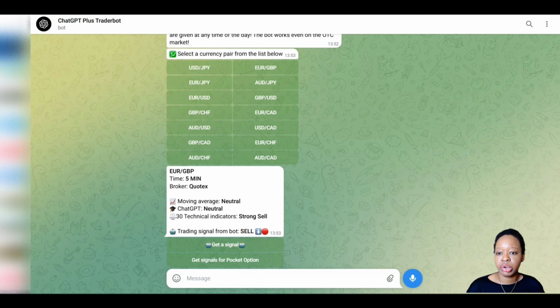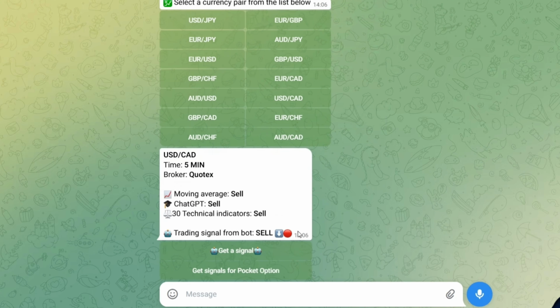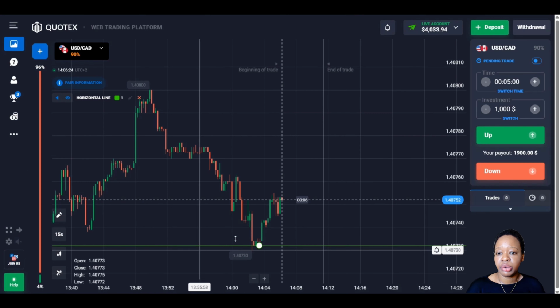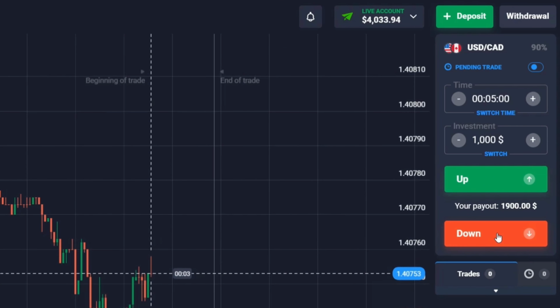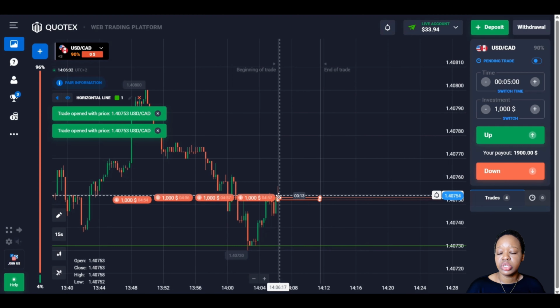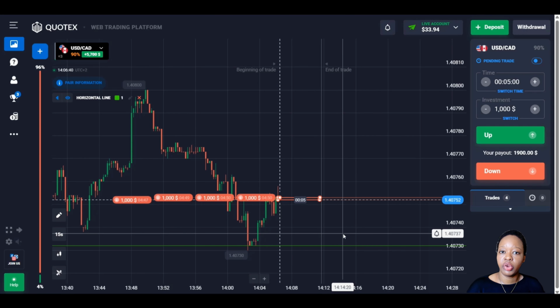Let me go to the Telegram channel. Press the button, get a signal. I'll choose the pair that I'm using. I'll choose our pair and the bot suggests a sell trade. So I'm going to agree and press the red button. I think 5 minutes will be enough time here. Even if there is a consolidation, a small pullback, most likely the price will soon turn and continue downward. Let's see if my analysis together with the bot signals are correct.